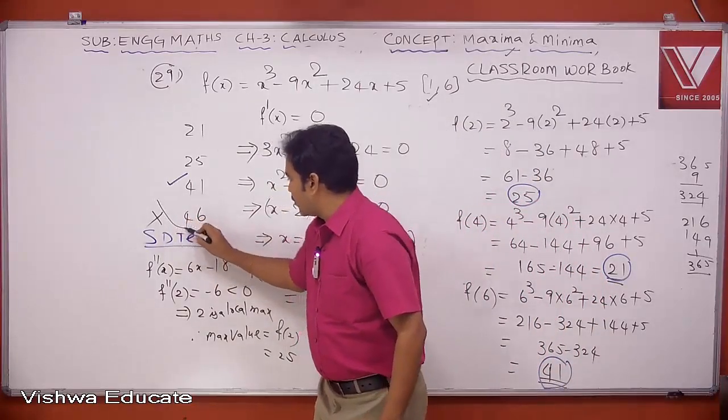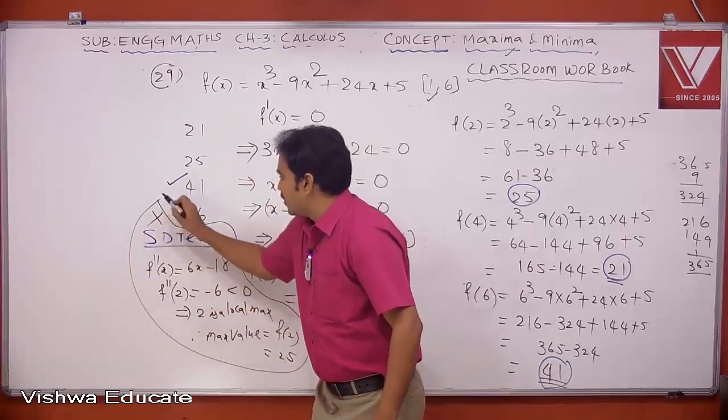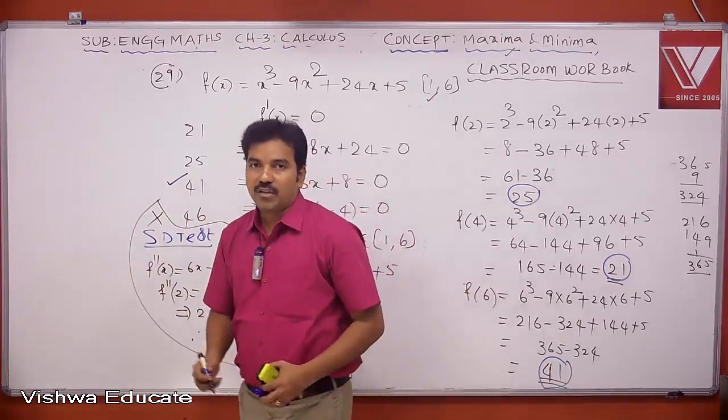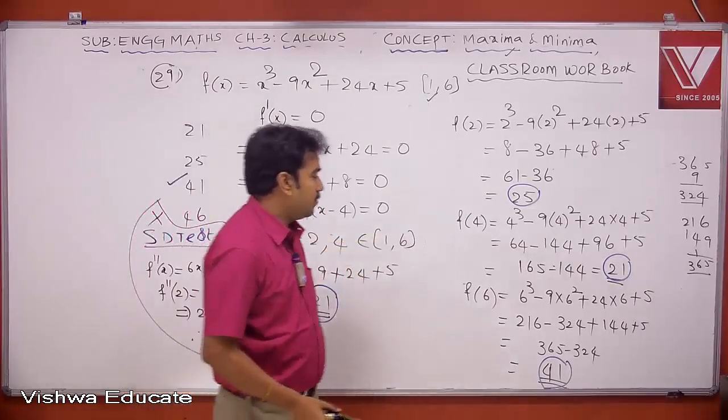So you cannot rely on the second derivative test if the domain is closed interval a comma b. This is the pitfall of the second derivative test if the domain is closed interval a comma b. Okay, note this.